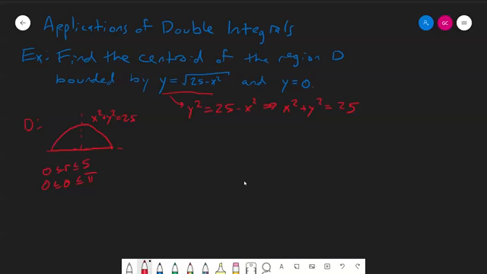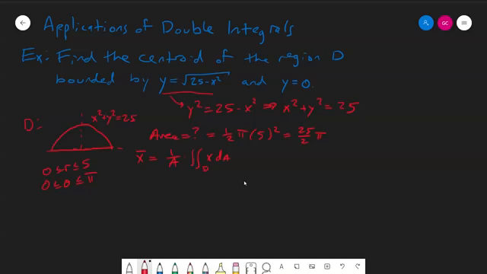Now to find the centroid, we first need to know what the area is. For some regions, you end up having to do a double integral for that. But this region is half of a circle, so we know what the area is. It's going to be 1/2 of pi times the radius squared. Now we have to find x bar and y bar. X bar is 1 over the area times the double integral of x on this region.